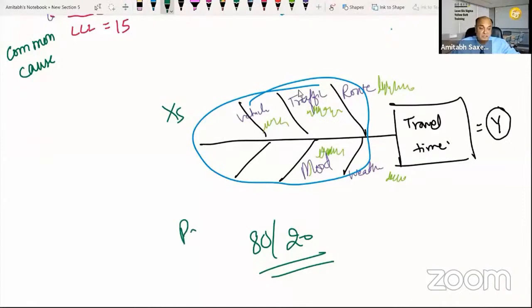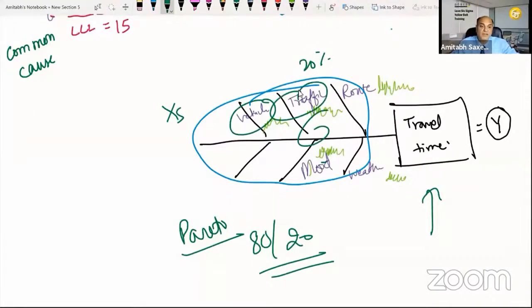So one of the techniques I was talking about is Pareto. Pareto was an Italian economist who found that 80% of the wealth in Italy was with 20% of the people, and 80% of the people owned the remaining 20% of the wealth. That is the 80-20 rule. Joseph Juran applied this to quality, and he said 80% of the problems are due to 20% of the causes. So if you listed 10 causes here, only two are responsible for 80% of the problem. And which are these two? You have to validate.